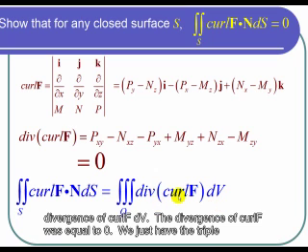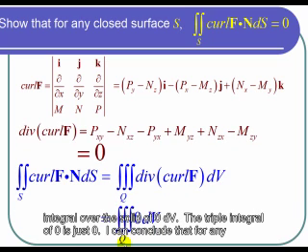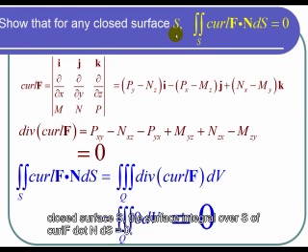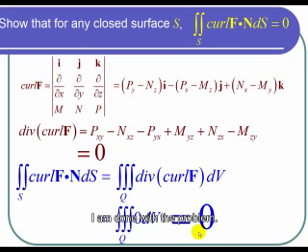And the divergence of the curl of f was equal to 0. So we just have the triple integral over the solid of 0 dv. And the triple integral of 0 is just 0. So I can conclude that for any closed surface S, the surface integral over S of the curl of f dot n ds is equal to 0. And I'm done with the problem.